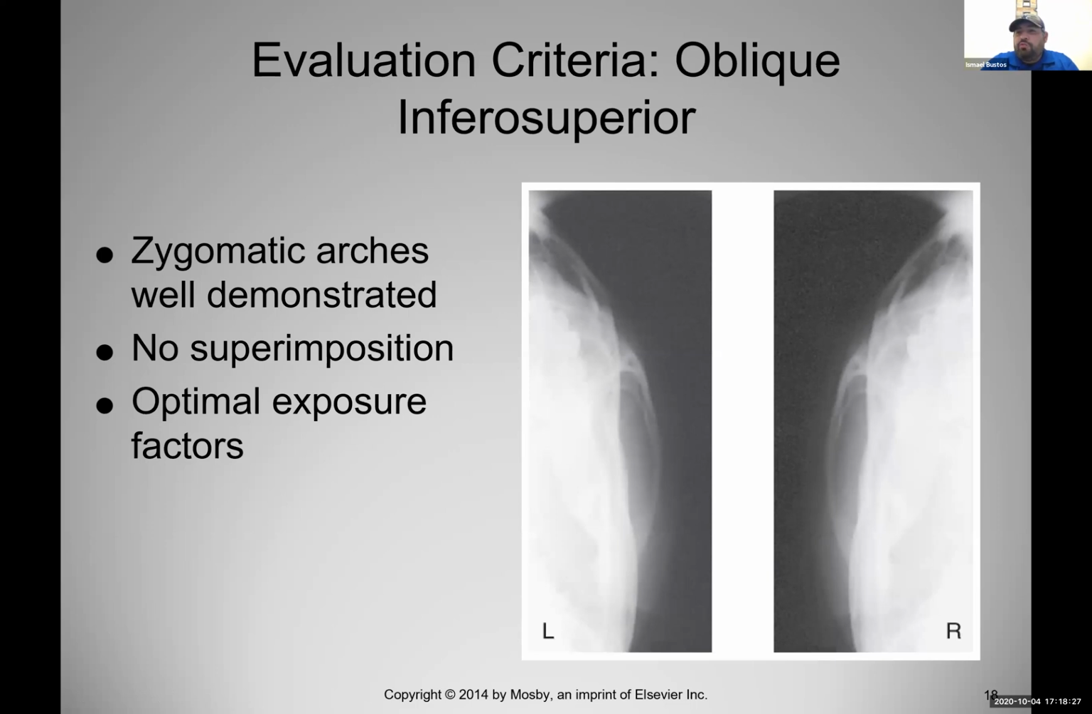Then from there, you're going to rotate the head 15 degrees towards the side of interest, tilt the chin 15 degrees towards the side of interest, and you're going to collimate, suspend respiration, and center to the zygomatic arch of interest. If the zygomatic arch is superimposed over the parietal bone, you did not tilt enough. If it's superimposed over the mandible, you tilted too much.